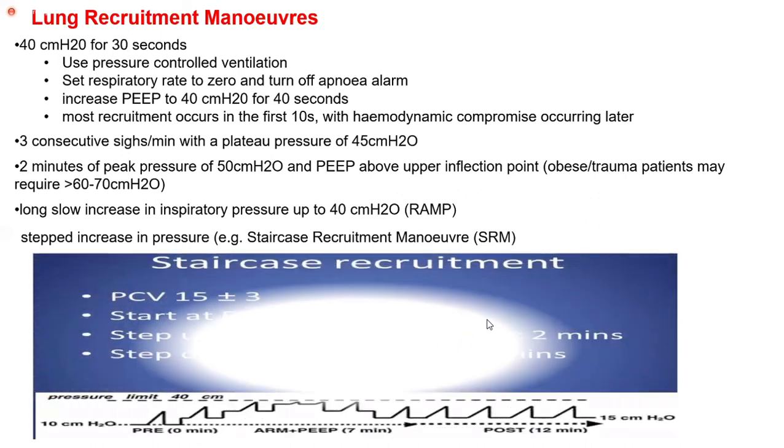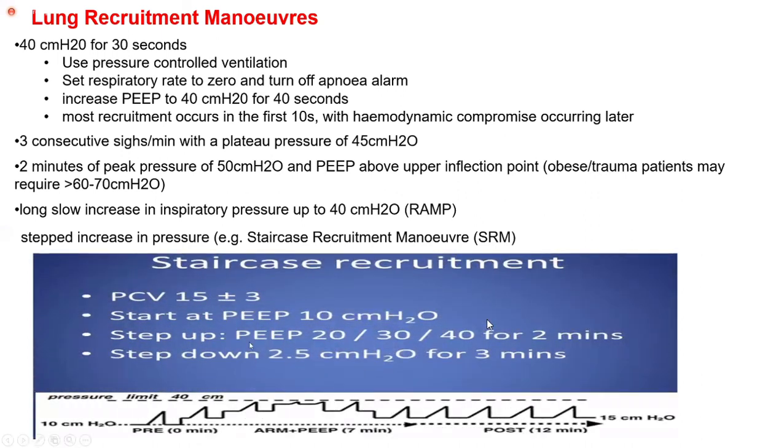And if you see the staircase recruitment maneuver, this is happening. First, there is a 10 centimeter PEEP, and you gradually go on increasing the PEEP up to 40 centimeters and maintain it for quite some time, and then start decreasing it. So it goes like steps you use for going up. So go up in a stepwise fashion, 10, 20, 30, 40, maintain for 2 minutes, and then step down at 2.5 centimeters for 3 minutes. So this is sometimes asked, so I thought I will include that.